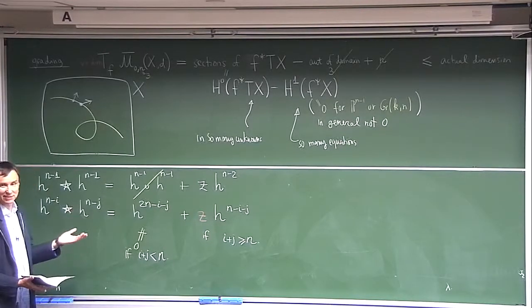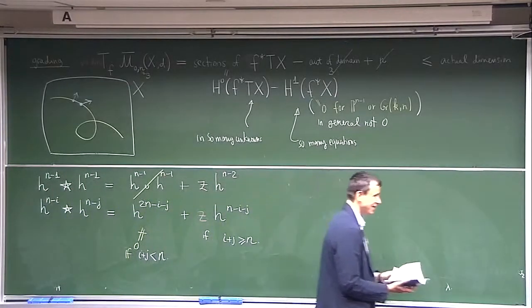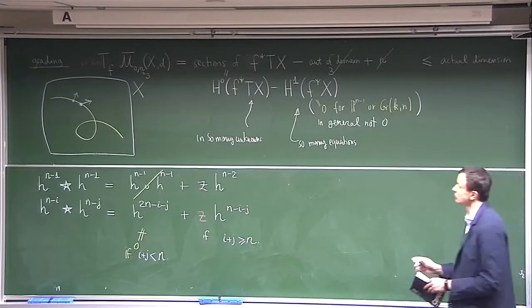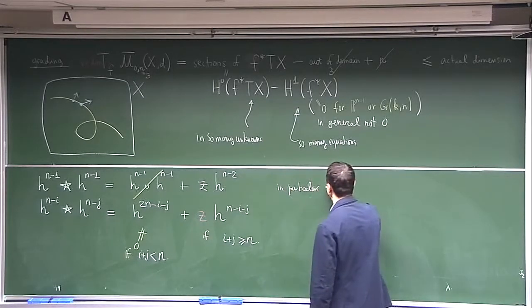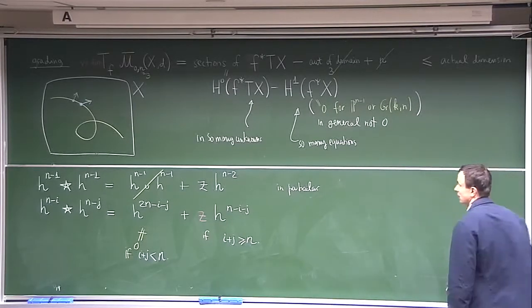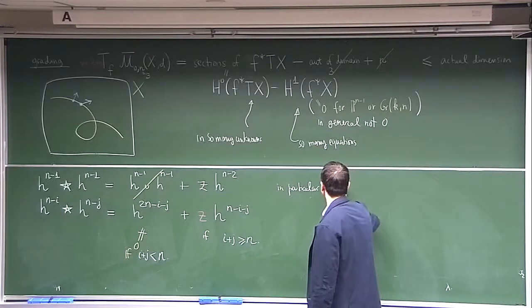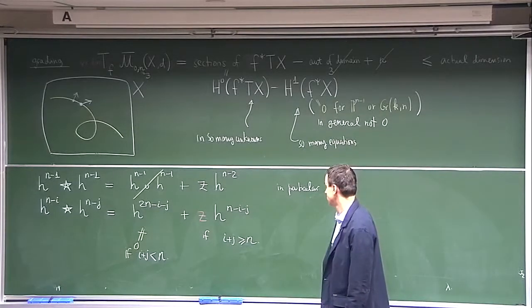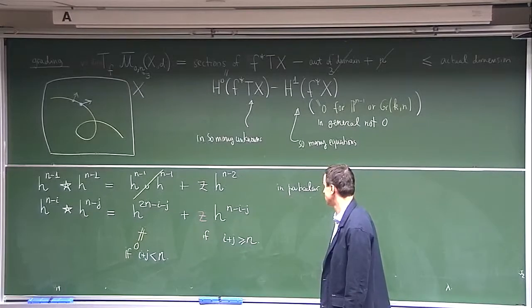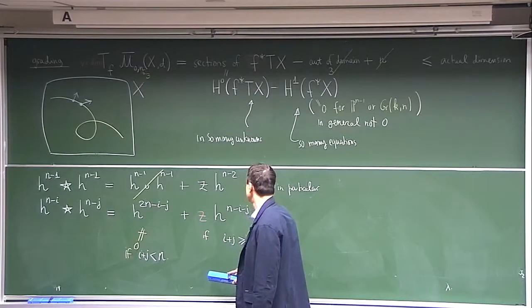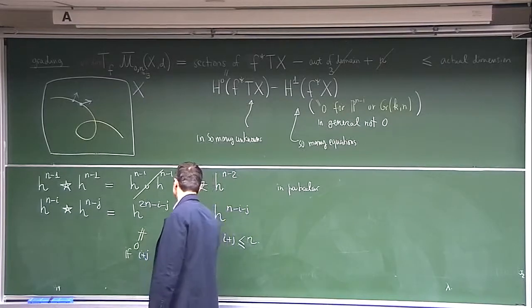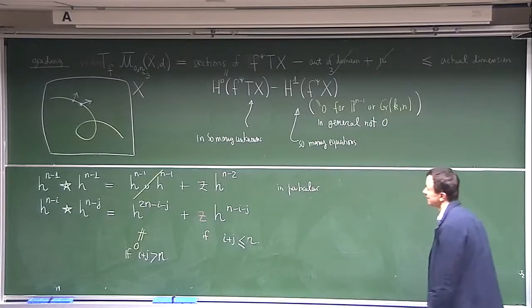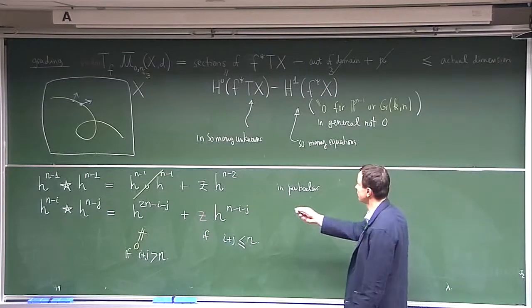So this is the complete description. And in particular, this ring is still generated. This was a ring generated by one element, H. And so after deformation, it will still be generated by one element. Oh yeah, maybe this is right. So this is less or equal, and this is greater. Yeah. So thank you.